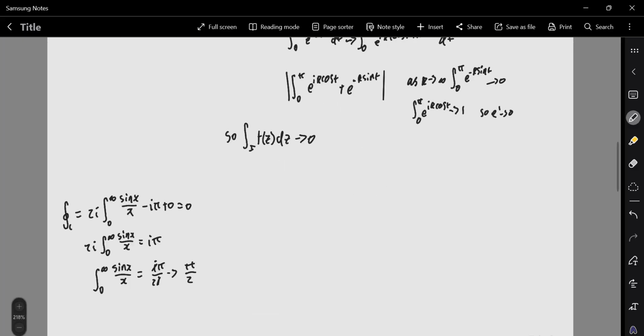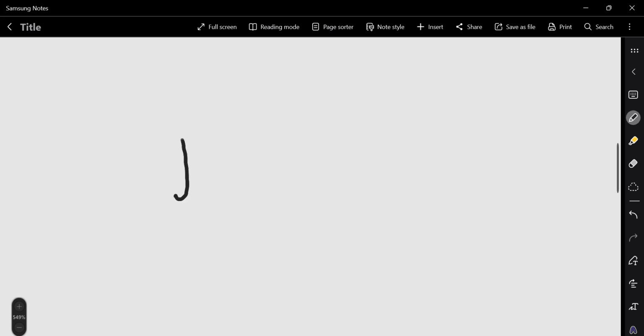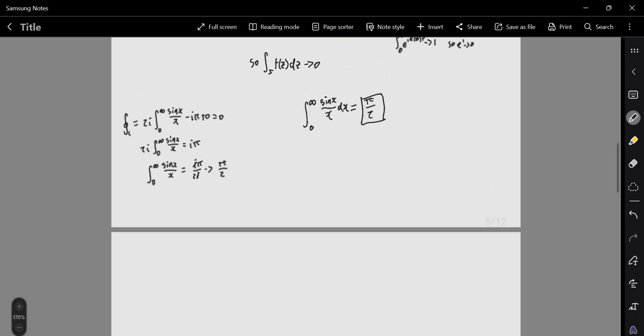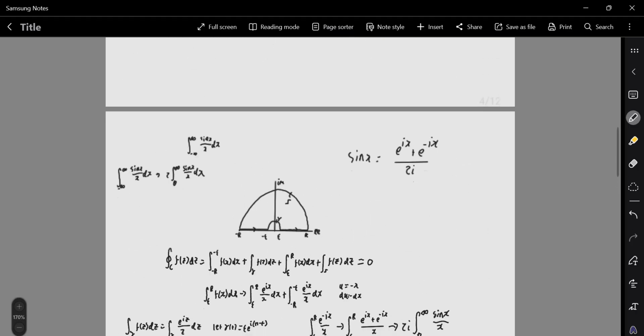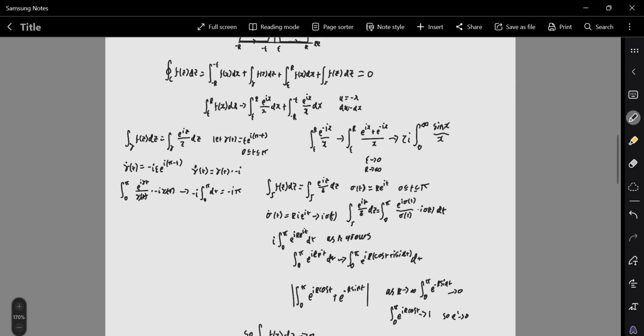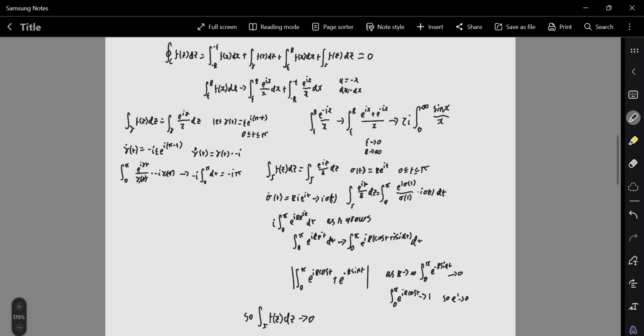How nice is that? So our scary looking integral of sine x over x dx is just pi over 2. And so that is contour integration using complex analysis to find our residues. I don't even know what's going on today, but that's some nice little analysis there. Hope you guys did enjoy, and I will see you in the next one.